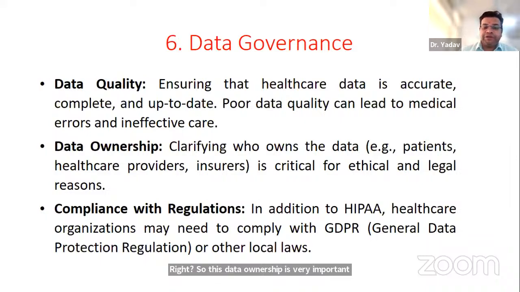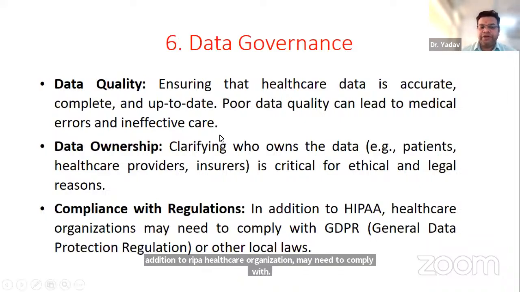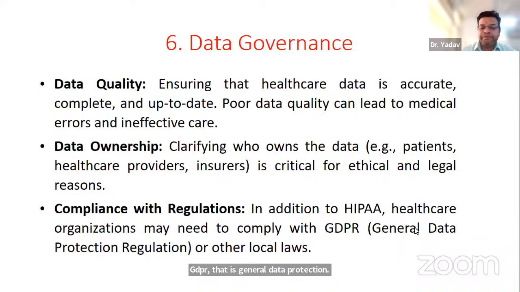Then compliance and regulations. In addition to HIPAA, healthcare organizations may need to comply with GDPR, that is the General Data Protection Regulation, or any other local laws. Like in India, I have told you, DISHA is there. Every country has its own data protection legal acts or guidelines. So your digital health device, which is especially dealing with the data, should comply with that particular guideline.